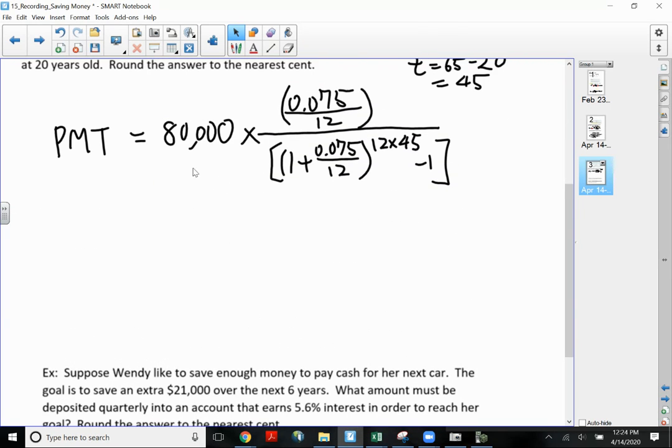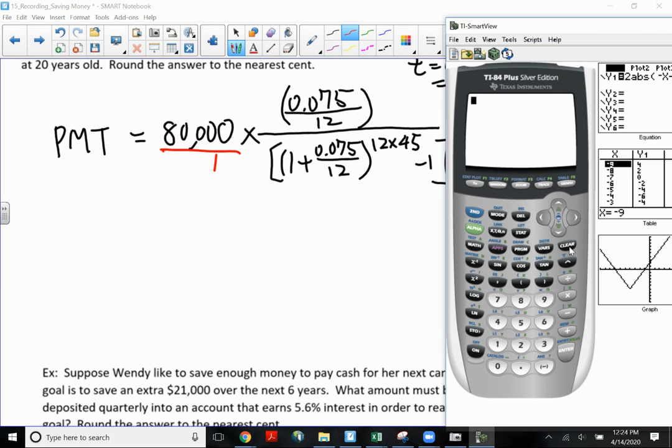But I think we can do all at one time. So if I say this 80,000, this number up front, the future value is on the numerator. So I'm going to key this all at once. I'm going to start with a parenthesis because I want the whole entire numerator to calculate at one time. 80,000 times parenthesis 0.075 divided by 12. Close parenthesis for the division, close parenthesis for the entire numerator.